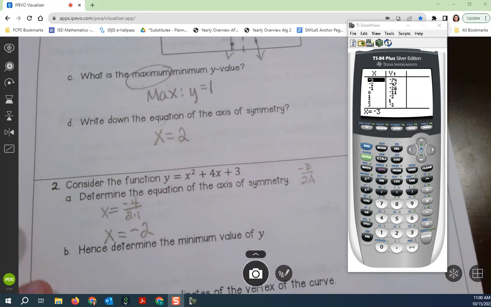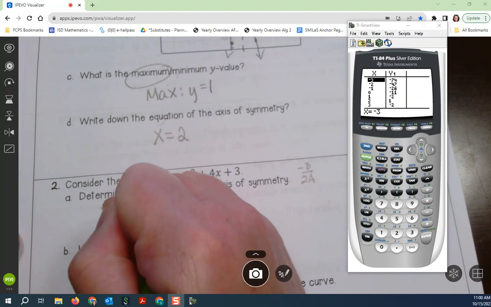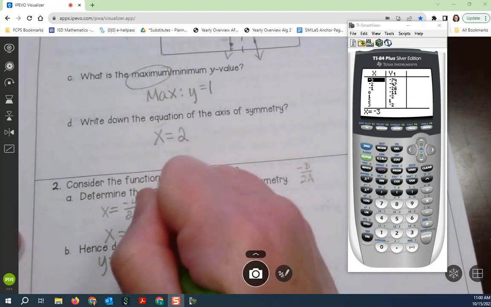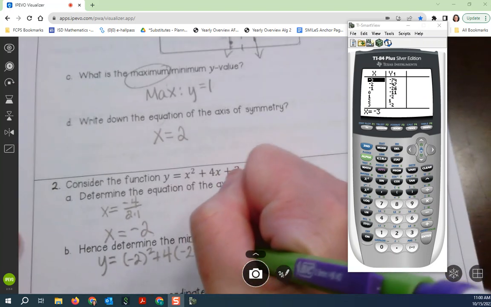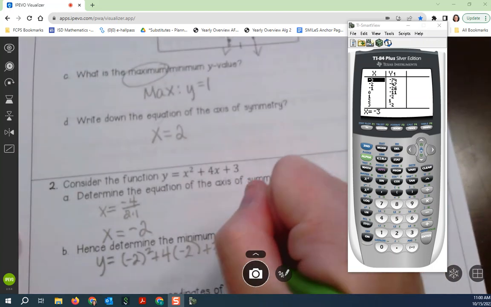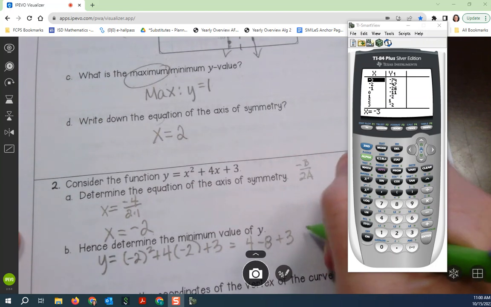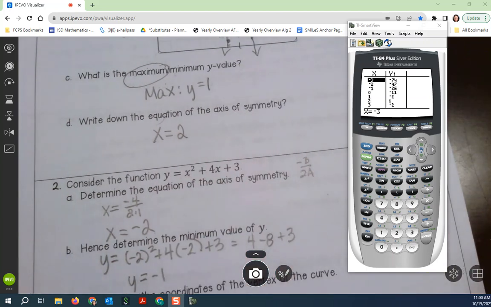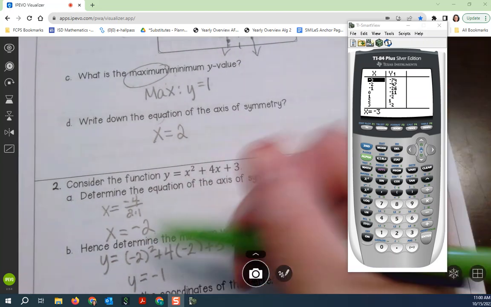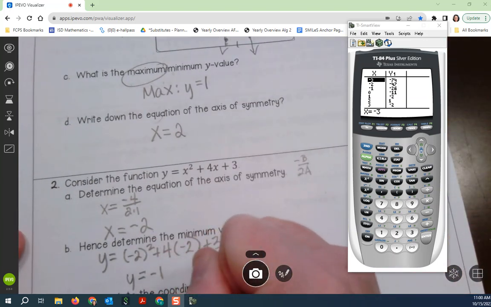So to find the minimum value of y, we need to find the y value of the vertex. So we're going to substitute negative 2 into the equation to find the y value of the vertex. Negative 2 squared plus 4 times negative 2 plus 3. And that's going to give me 4 minus 8 plus 3, which is negative 1. All right, and then finally, what are the coordinates of the vertex? Well, we found the x-coordinate is negative 2 and the y-coordinate is negative 1, so we just need to write that as a point.